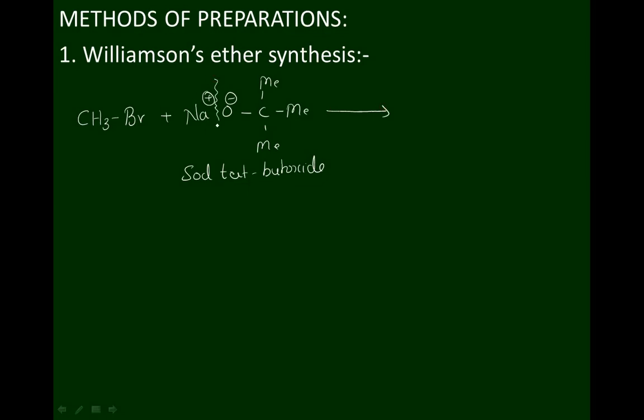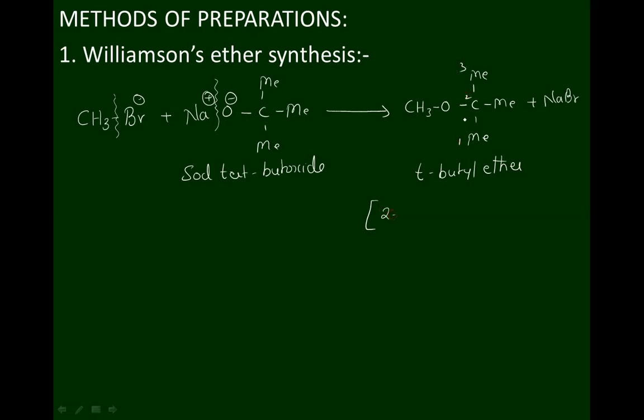When it is treated with this one, here the bond breaks, here the bond breaks, and we get CH3O C(CH3)3 plus sodium bromide. The name of the compound is tertiary butyl ether.